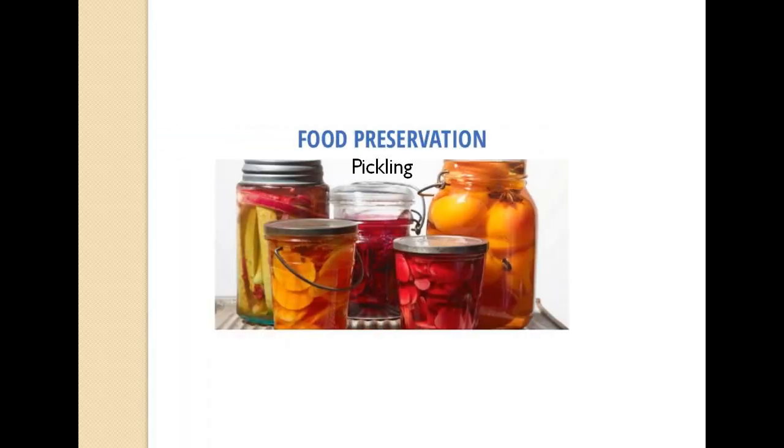In this picture, you can see the method of food preservation is pickling. In this process, fruits and vegetables are mixed with salt and oil. This prevents them from getting spoiled, for example, mangoes, lime, cauliflower, carrots, etc. are pickled and stored. I hope you all are fond of pickles.